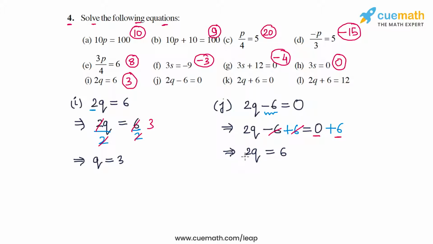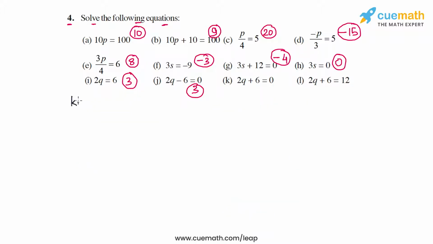Now we need to separate out q from 2q. So we will need to divide both sides by 2. So let's do that. So we have 2q and 6 on the RHS, and we have to divide both sides by 2. So on the LHS the 2's cancel out. On the RHS 6 by 2 is 3. So we are left with q is equal to 3. So the solution in part J is q is equal to 3.